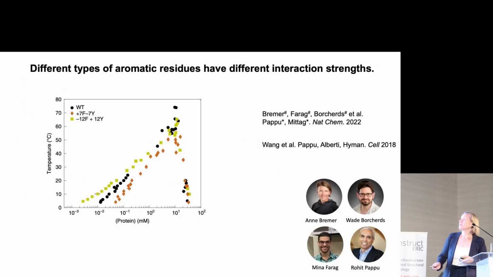We can, of course, also change the interaction strength, right? If we use different types of aromatic residues, they might have different interaction strength. And here, Anna and Wade made variants of the protein where they replaced tyrosines with phenylalanines or the other way around, so that we have then only one type of aromatic residues in the sequence. And you see here that tyrosine is a stronger sticker than phenylalanine because we need a lower driving force for phase separation. We need a lower concentration here to hit the coexistence line.